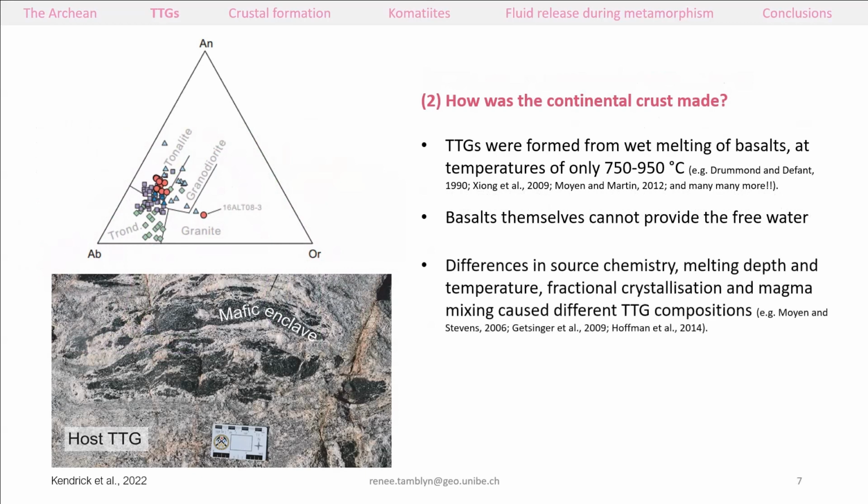As I mentioned, differences in source chemistry, melting depth and temperature, and fractional crystallization are a lot of things that cause all the differences in TTG compositions. So it's a bit of a broad statement to say they come just from basalts, but there's a lot of evidence that that's the case.